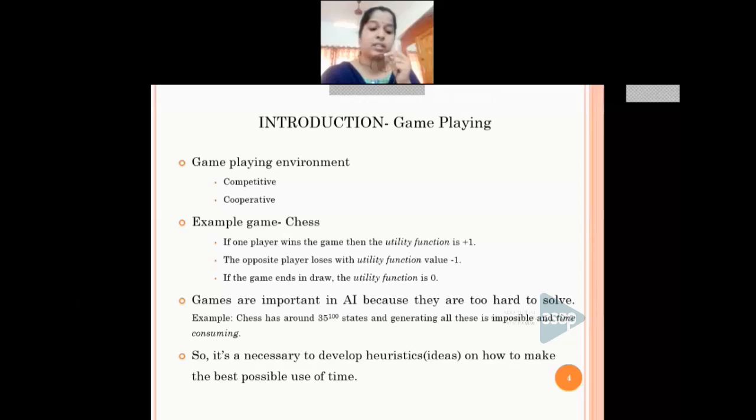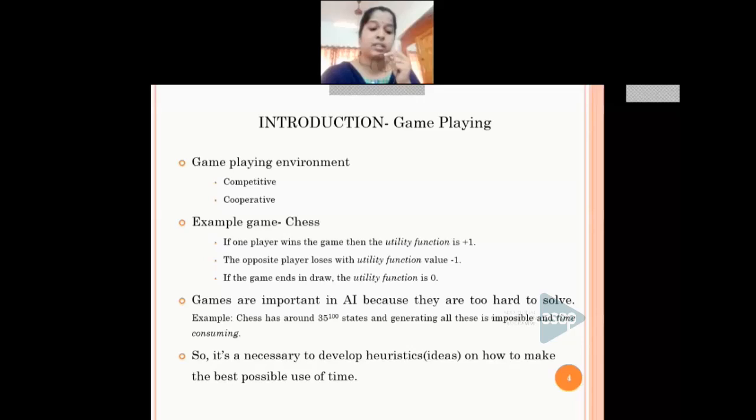Now we shall see what is a competitive environment. Consider the example game chess. Chess is a two-player game. In this game, we have two players. Let them be player one and player two. Player one will play the game so that he has to win the game, and his objective or aim is that player two must not win. Similarly, player two wants himself to win. So here they are competing with each other, and this type of game playing environment is called a competitive environment.